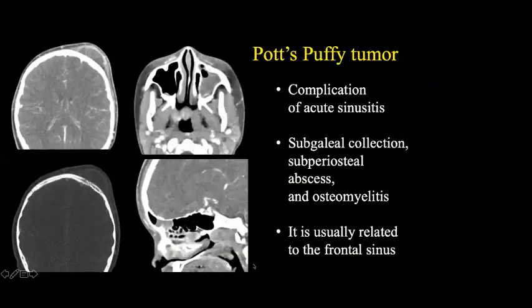Yes, Pott's puffy tumor. Pott's puffy tumor is part of the acute sinusitis complications, related to the frontal sinus. It's a misnomer for sure. And you know that there is acute sinusitis because you can see a fluid level. That's the only way in radiology that we can tell it's an acute infection. And then you see what looks like an osteomyelitis with a subperiosteal abscess along the frontal sinus.